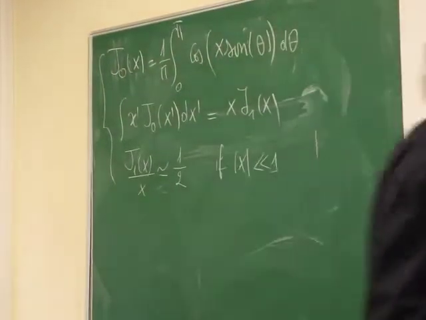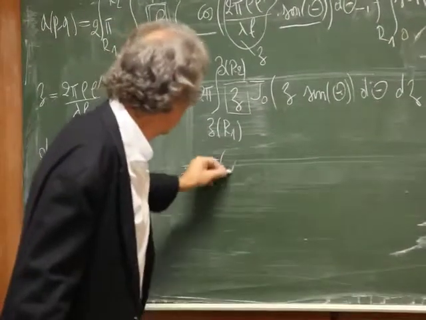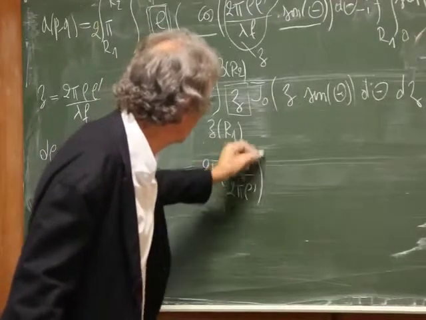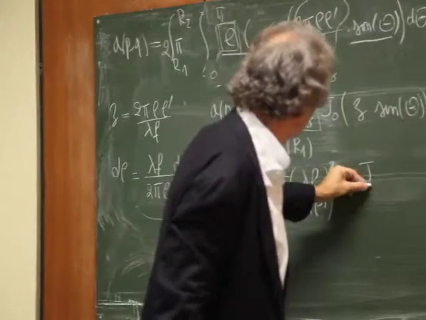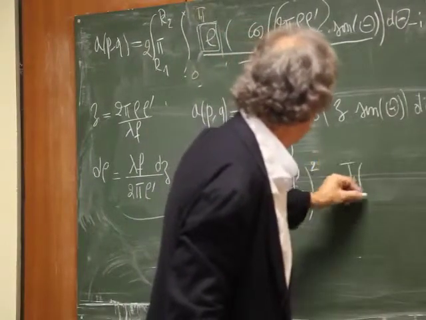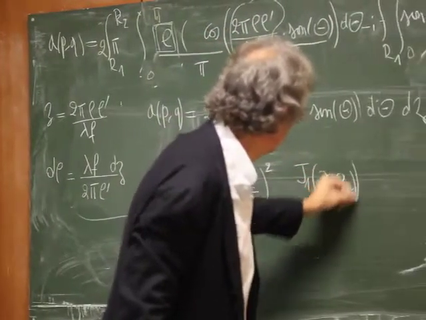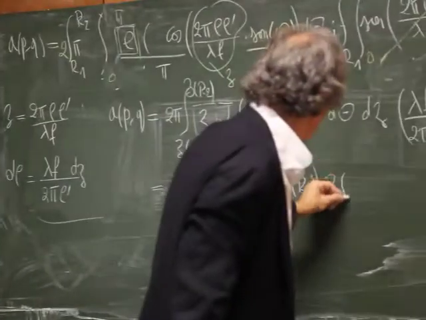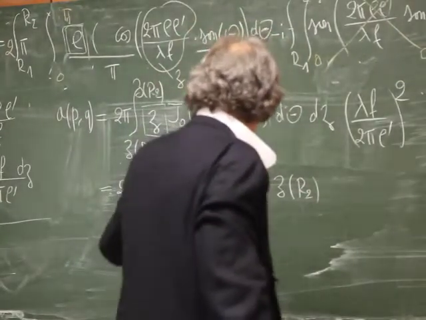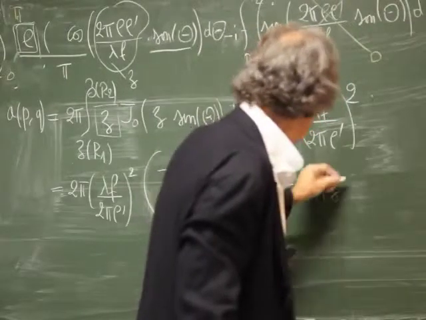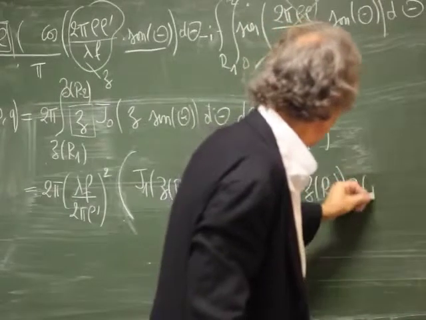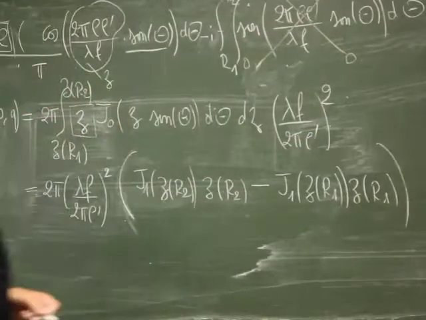Now let's look at this second line here. I see that this should be equal to 2 pi times lambda f over 2 pi rho prime squared, multiplied by, this will be a first order Bessel function of z of R2 times z of R2, minus J1 of z of R1 times z of R1. Do you agree with that, or?